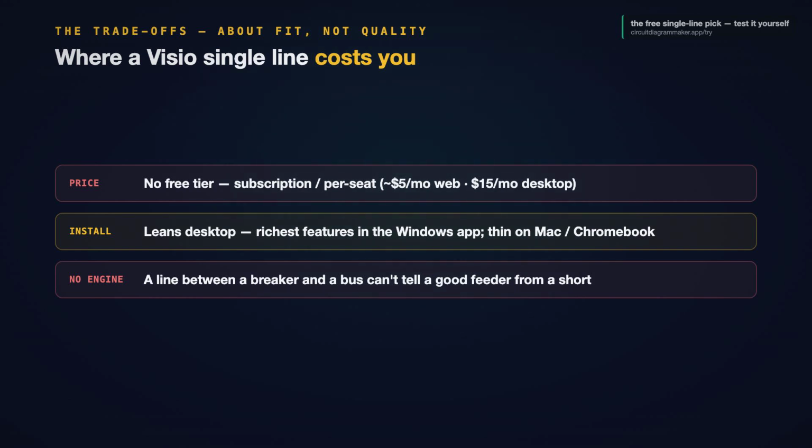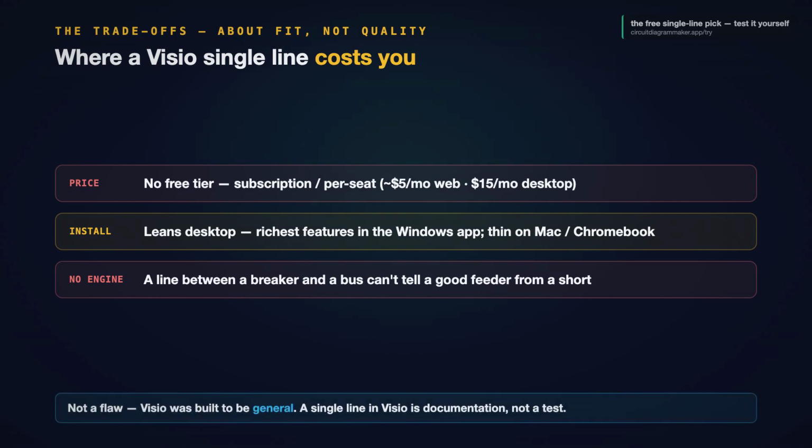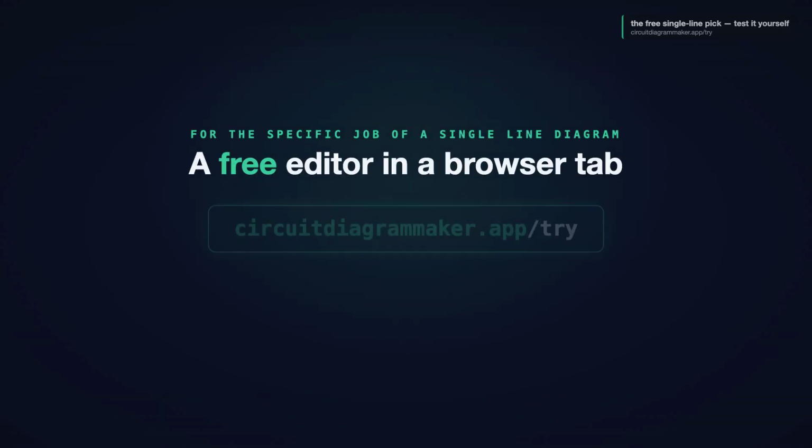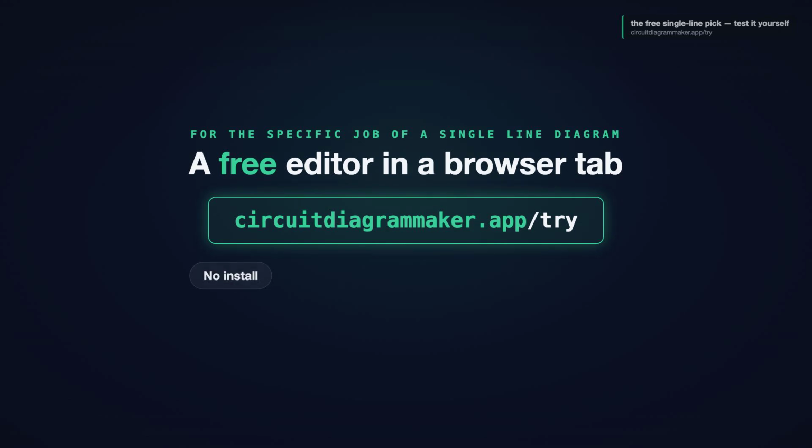Second, it leans desktop. The full electrical stencil set and the richest features live in the installed Windows app. The web version is lighter, and if you're on a Mac or a Chromebook, the native app is not really an option at all. And third, the one that matters most for a single line diagram. Visio draws pictures. A line between a breaker and a bus is just a line. There is no electrical engine underneath it, so it cannot tell a correct feeder from a short. To Visio, they are the exact same drawing. It does not know volts from amps, and it never will because that was never the point.